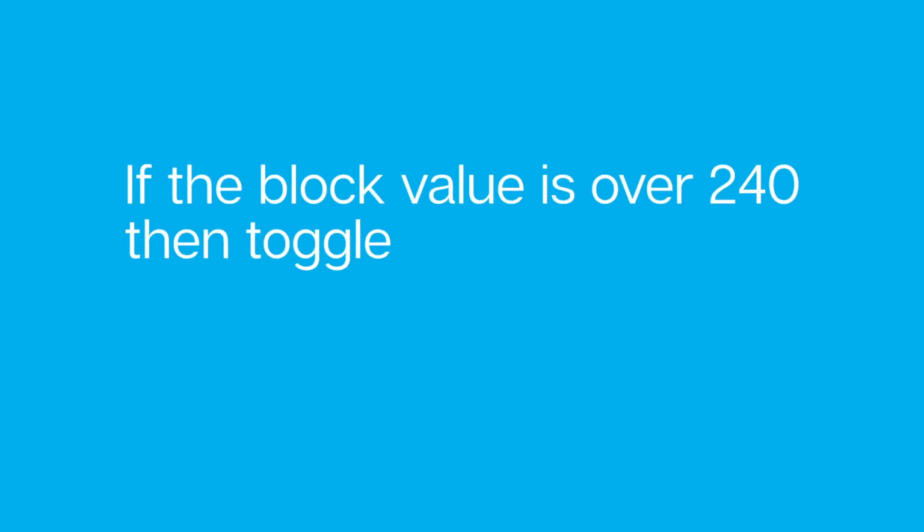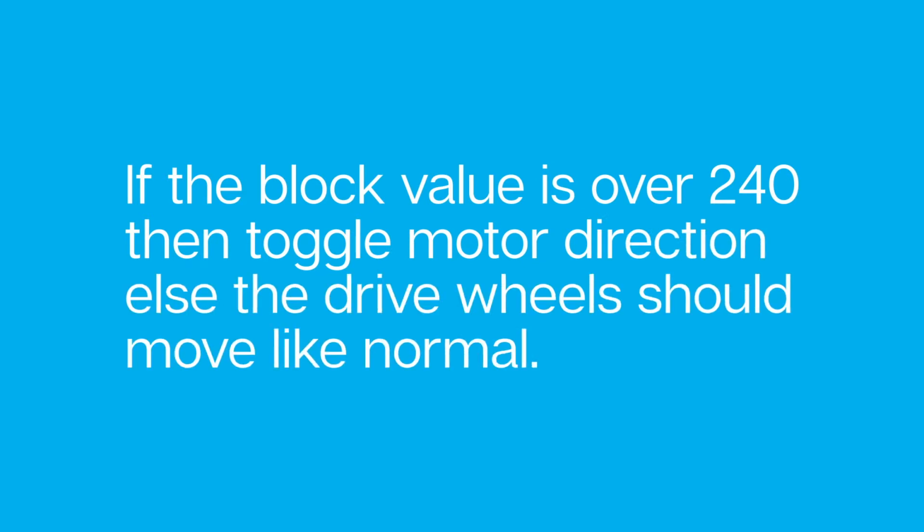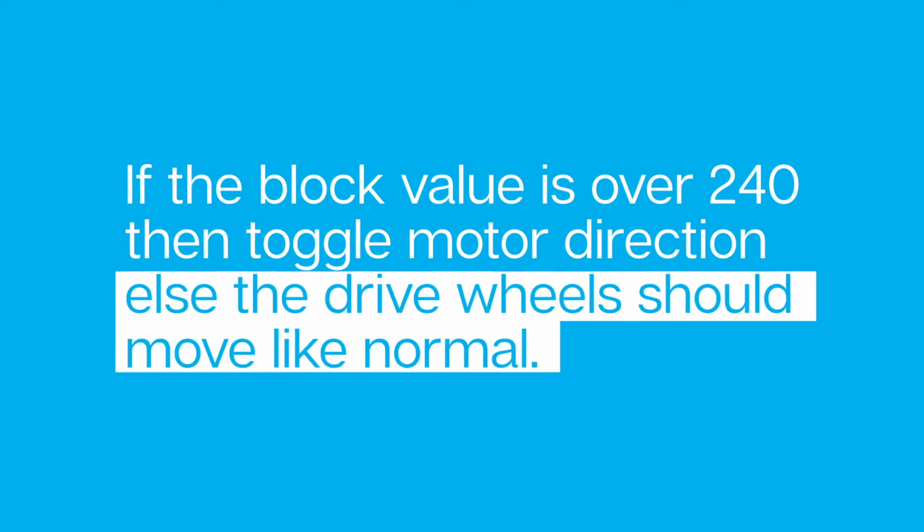Let's return now to our pseudocode goal. If the block value is over 240, then toggle motor direction, else the drive wheels should move like normal. Check and check. We've got the first two elements coded. Now it's time to tackle the last statement, else the drive wheels should move like normal. Let's focus on that statement.